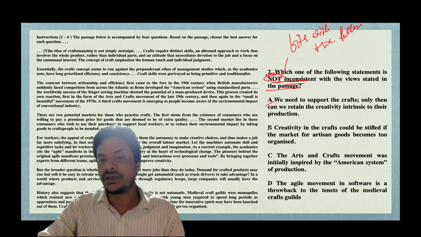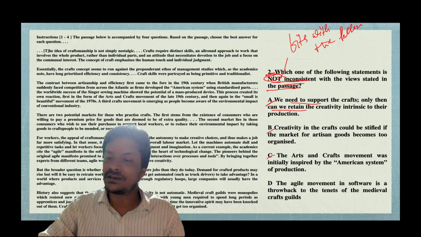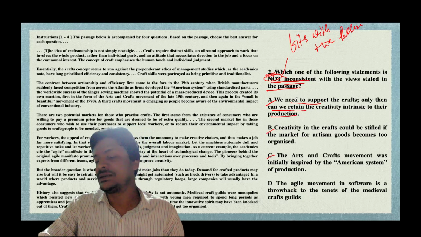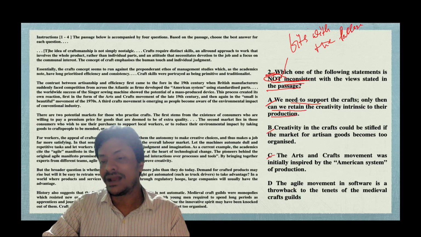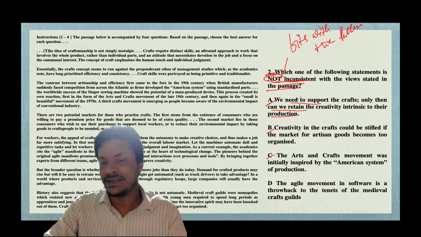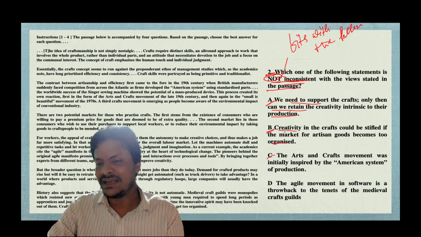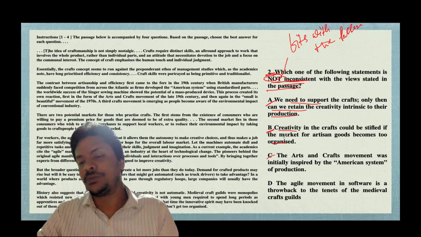We try to understand what each choice is trying to point out. The first choice stated that we need to support crafts. Only then can we keep the creativity intrinsic to their production, isn't it? The choice is trying to tell us that crafts must be supported. Otherwise, we will lose their natural creativity. That is what A says. The second option states creativity in the crafts could be stifled if the market for artisan goods becomes too organized. So if crafts become too structured or rigid, creativity could be reduced, right? That is what B is trying to say.